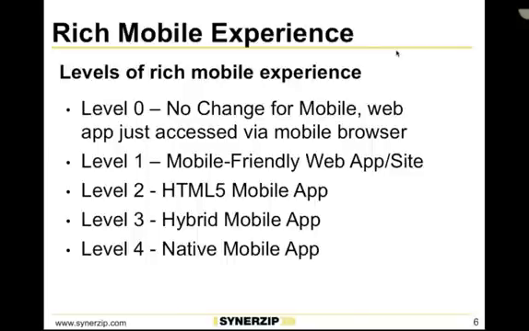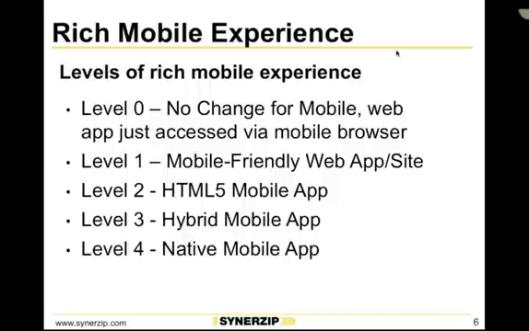Going further, this slide talks about rich mobile experience, and we would like to clarify what it means when we talk about rich mobile experience. So we're talking about level 0 to level 4. Say that you have a web application or a website for your company business. Level 0 is when you don't do anything to your website or web application, and a user simply uses his mobile browser to access your company website or your business website. In this case, he will be able to browse it, but it won't be the most optimum way. The person will most probably have to zoom in, pinch, and scroll left and right.